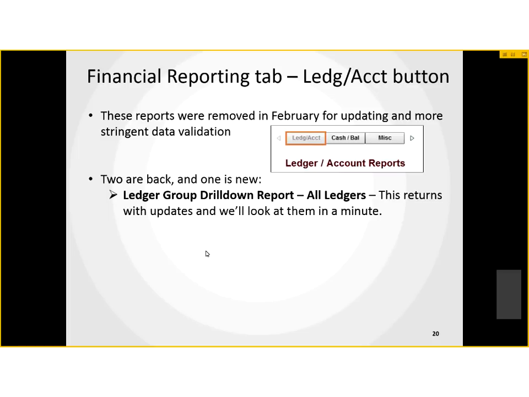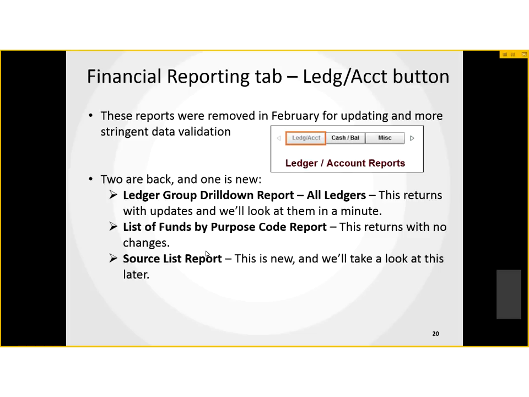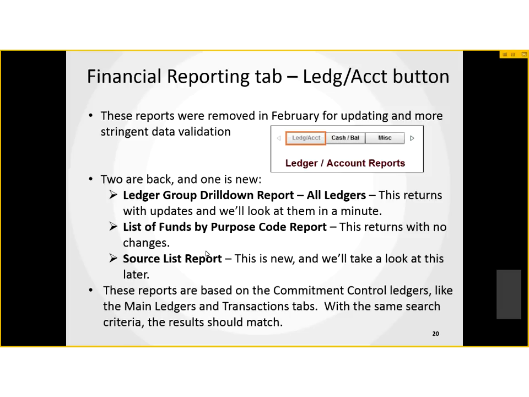One of the returning reports is the Ledger Group Drilldown Report, All Ledgers. It's a very long name, but there's a lot of good information in it, so it takes a long name for that. We'll look at those updates in a second. There's a list of funds by purpose code report that has returned, but there are no changes to that report. And then finally, there is a source list report. This is a brand new report, and we're going to get into this one as well.